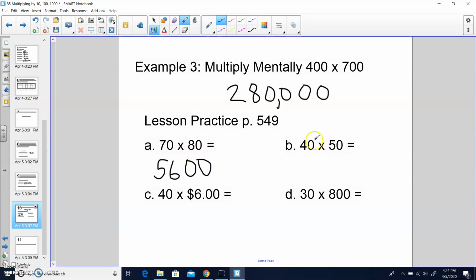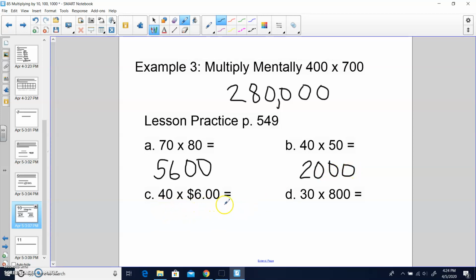B, 40 times 50. Give it a try first. Okay, think to yourself, what is 4 times 5? 4 times 5 is 20. How many zeros are in the problem? 1, 2. So 40 times 50 is 2,000.